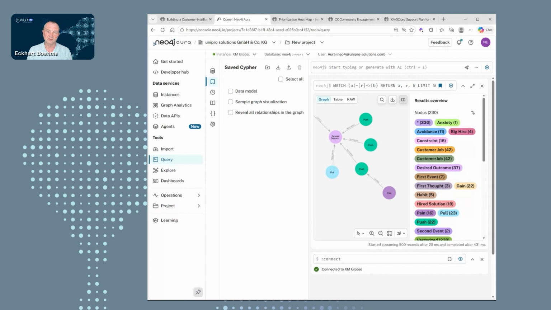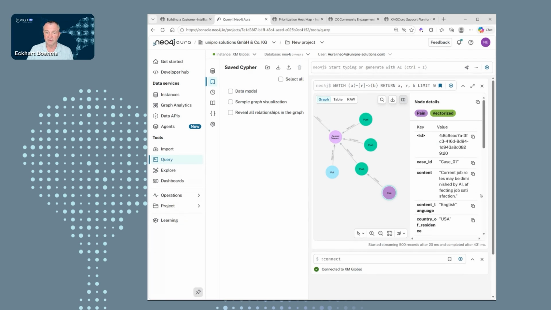At the bottom right-hand side, we have a pain. So someone feels a pain. I'm going to click on it so you can see what the pain is. The current job role may be diminished by AI. Someone who's just afraid, okay, there's AI coming around the corner and I may lose my job. That creates a push. And the push is a force that moves people to the next step in the customer journey. So there may be lots of pain points building up, and that creates that push.